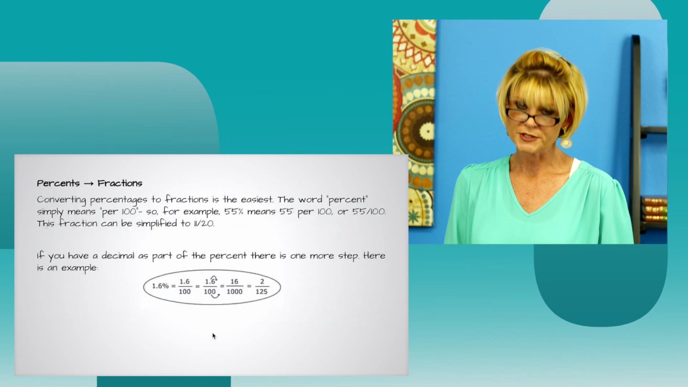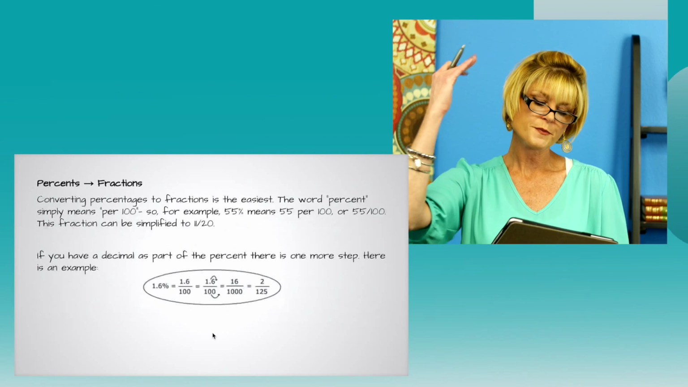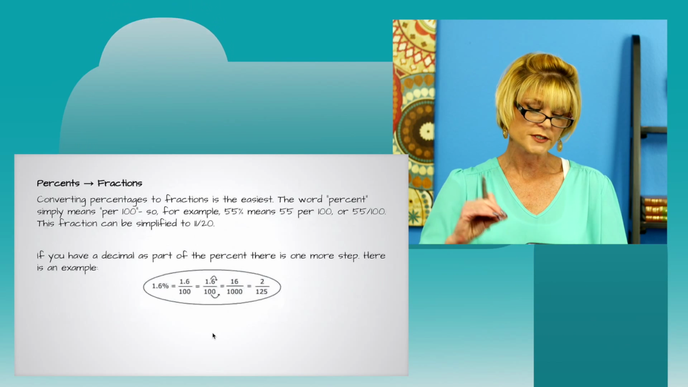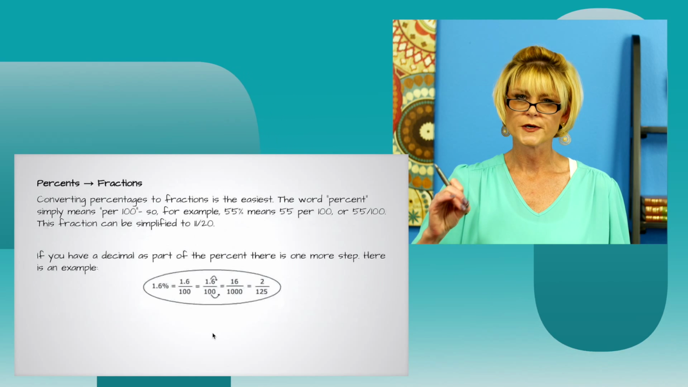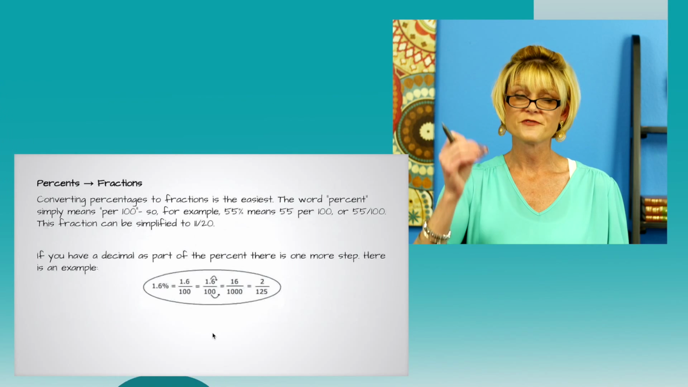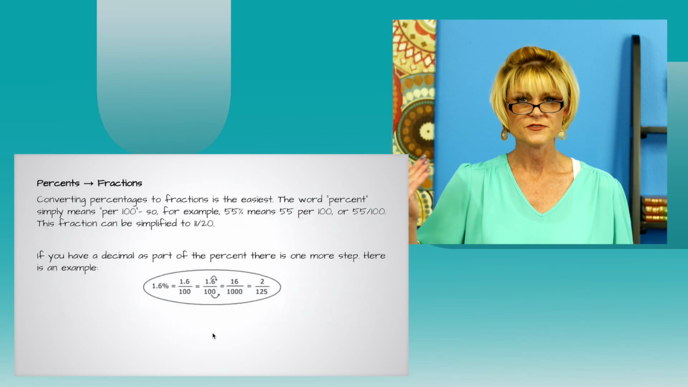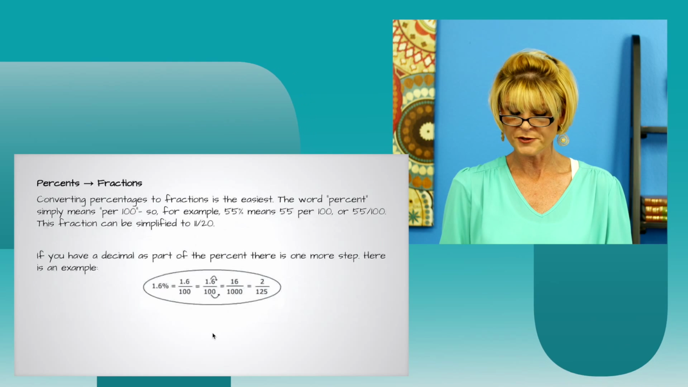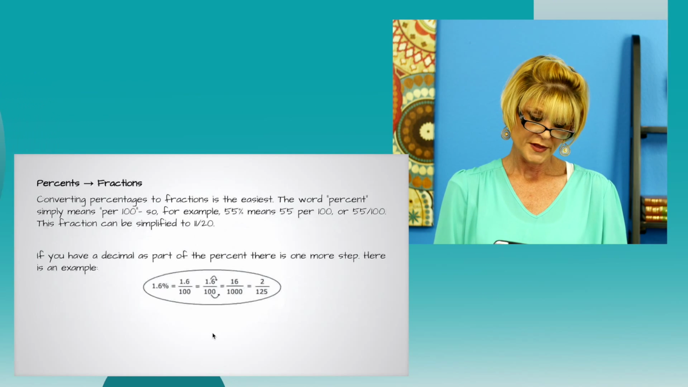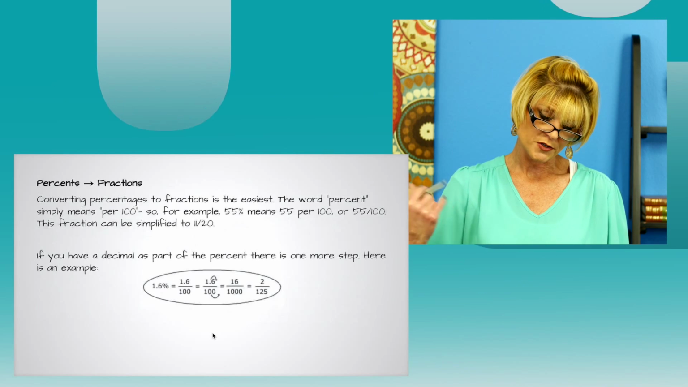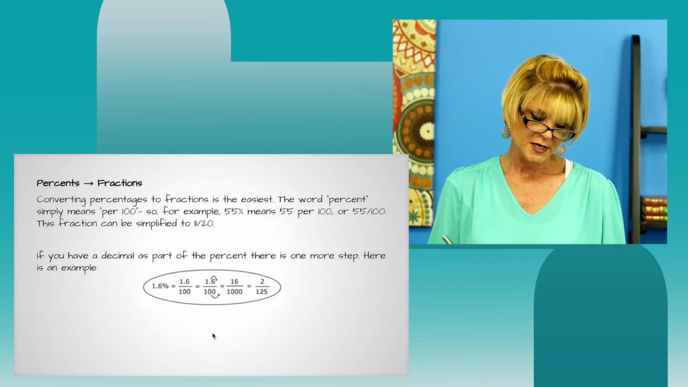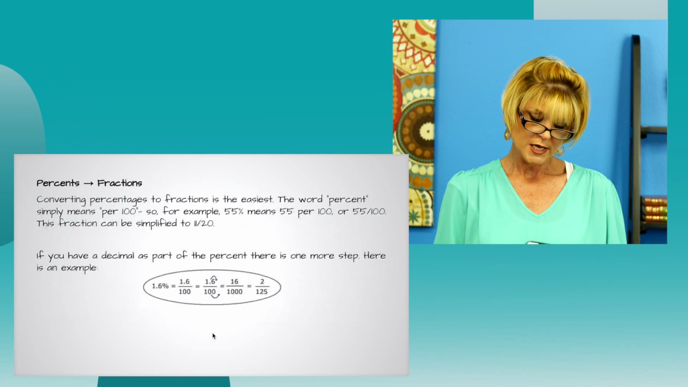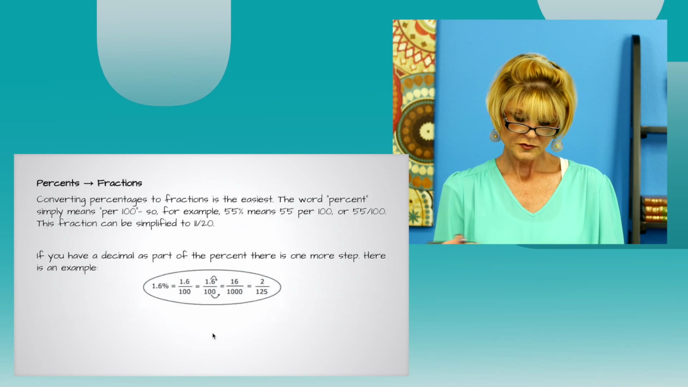Let's talk about converting percents to fractions. Converting percentages to fractions is really super easy. The word percent, if you'll remember, simply means per 100. So for example, 55% simply means 55 for every 100, or 55 per 100. And the fraction can be simplified down to 11 over 20. Now, if you have a decimal as part of the percent, there is going to be one more step. If you would like, you can pause your video and write this example down. You just need to move the decimal over and add a 0 to the 100.